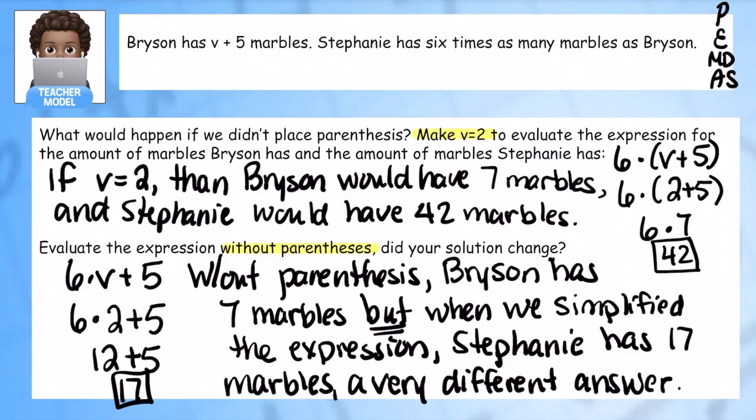And there you have it, Math Marbles. Look at how much of a difference that parentheses made. It went from her having 42, which was what she really has, to only 17 just because we didn't have a parentheses in there. And that is a big difference because we were only doing 6 times 2 instead of 6 times 7. So let's hit pause and jot this down into our notes.